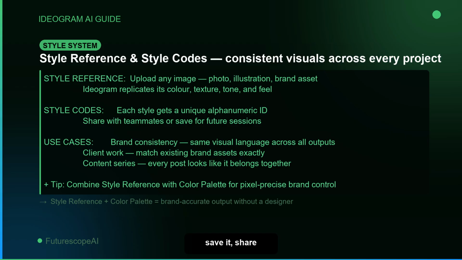Style codes: each style you create or discover is assigned a unique alphanumeric ID. You can save it, share it with teammates, or paste it into any future session to instantly restore the same visual style. This is what makes consistent content series possible. Every post, every graphic, every output looks like it belongs to the same brand. The highest level of brand control comes from combining style reference with the color palette feature to specify exact hex codes. The result is brand-accurate output without a designer in the loop.